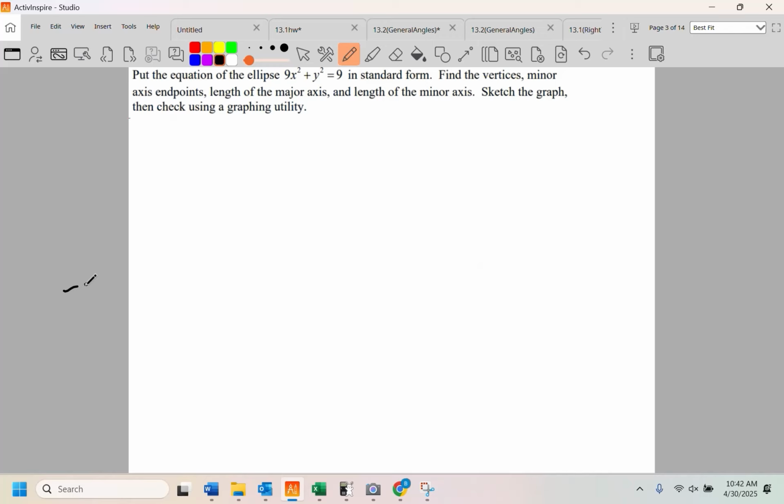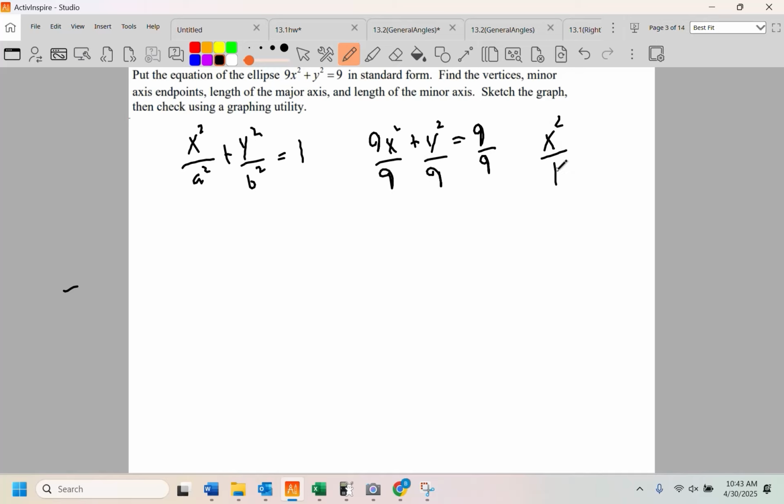We have: put the equation of the ellipse 9x squared plus y squared equals 9 in standard form. So standard form is going to be x squared over a squared plus y squared over b squared equals 1, depending on which one's the major axis, but it really doesn't matter. The first thing to get this in standard form is to get it equal to 1. It's not supposed to equal 9, it's supposed to equal 1, right? So we're just going to divide out that 9. And we're going to get x squared over 1 plus y squared over 9 equal to 1.